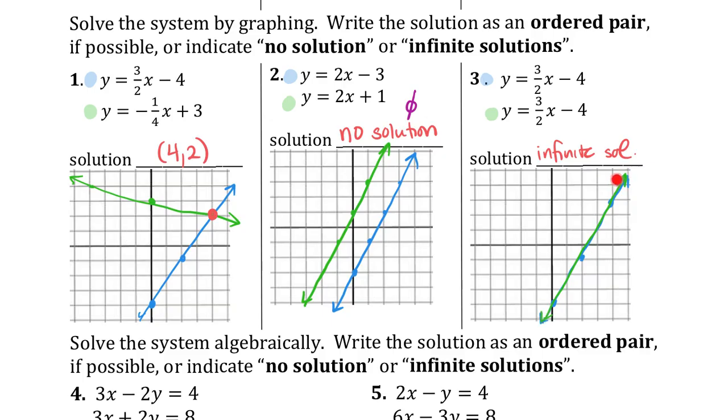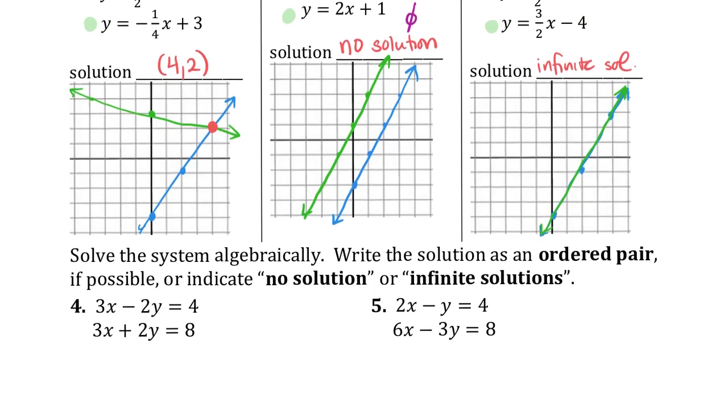And then for the last graph, I graphed the first one and I graphed the second one, and they're exactly on top of each other. So every point along this line is a solution. So there are infinite solutions. There is not an abbreviation for writing infinite solutions. I know there is a symbol for infinity, but when you write infinity, you're saying infinity is the solution, which it's not. So we're going to write infinite solutions.